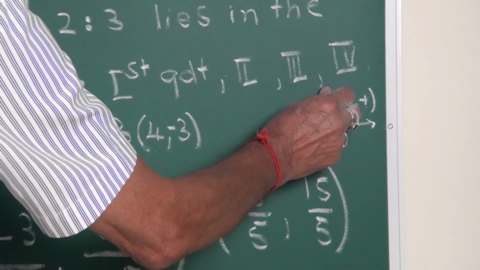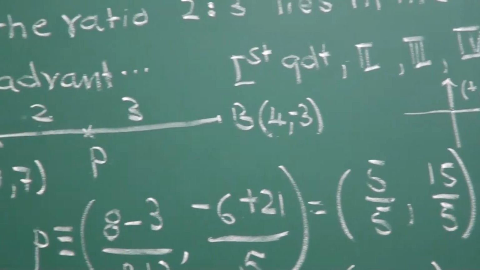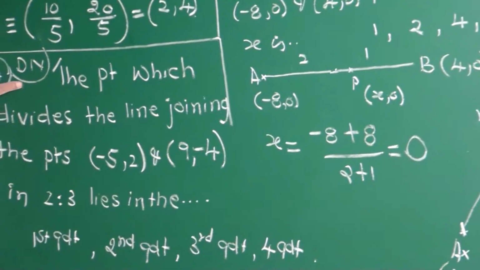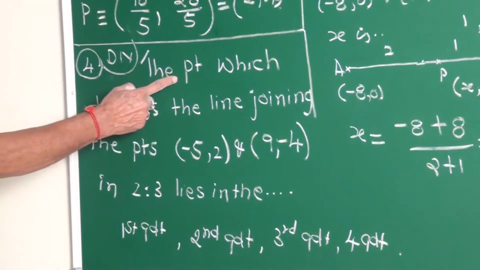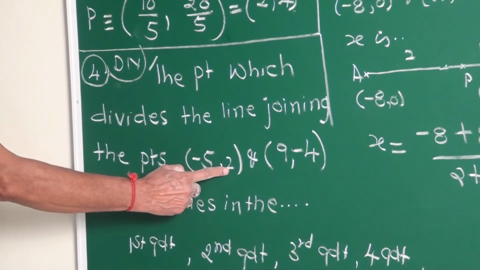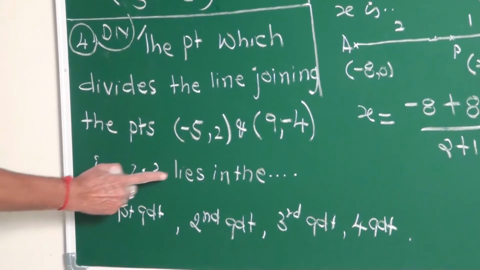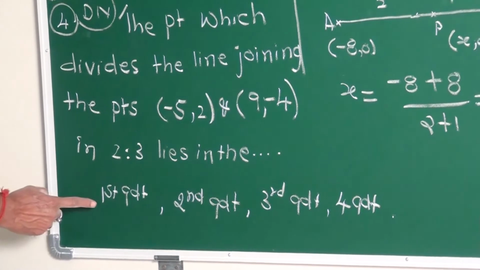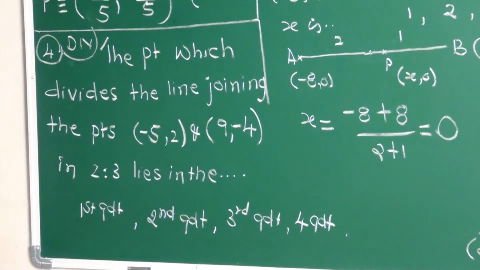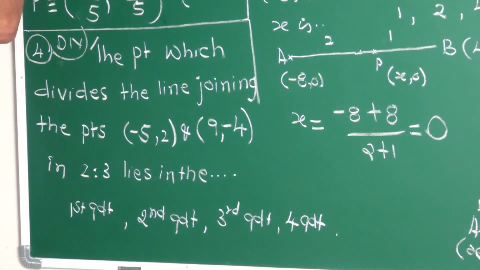See, I have explained all these things in yesterday's class. The same parallel example I have given as DIY. The point which divides the line joining the points (-5, 2) and (9, -4) in the ratio 2:3 lies in the quadrant: first, second, third, fourth. See, this is DIY.